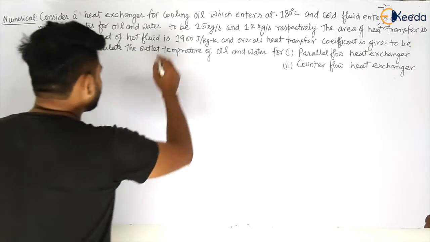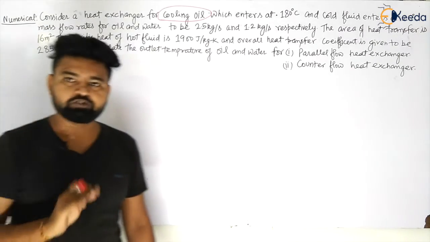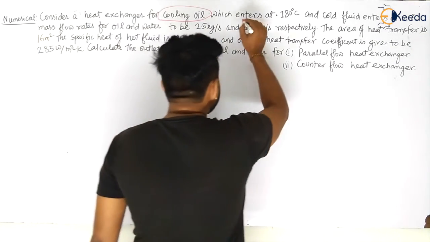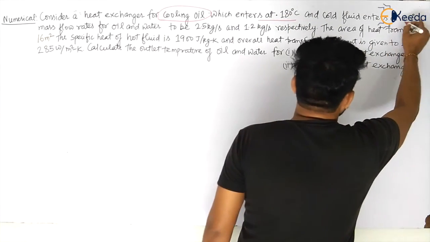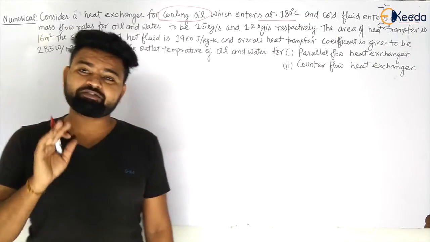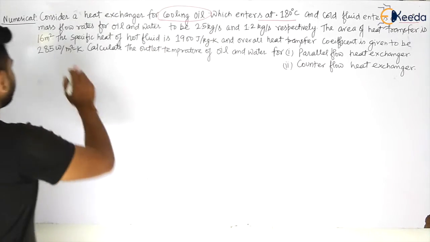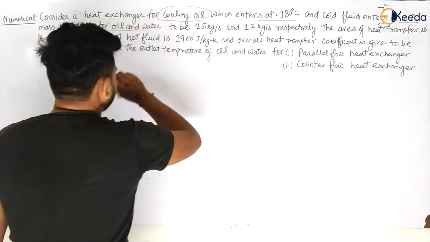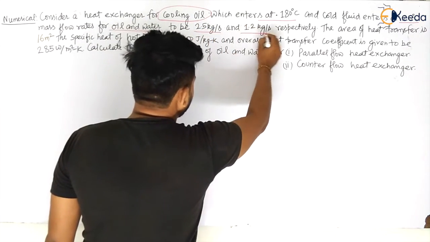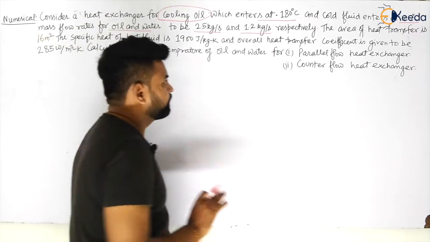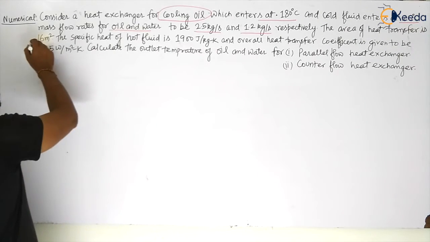Consider a heat exchanger for cooling oil. Okay, he is cooling oil, my dear students. He is considering a heat exchanger for cooling the oil which enters at 180 degrees Celsius. Okay, and cold fluid enters at 25 degrees Celsius. So, my dear students, he has given us hot fluid inlet temperature, cold fluid inlet temperature, and mass flow rates for oil, that is your hot fluid, and water, that is your cold fluid, to be 2.5 and 1.2 kg per second respectively. Okay, the area of heat transfer is 16 meter square, my dear students.